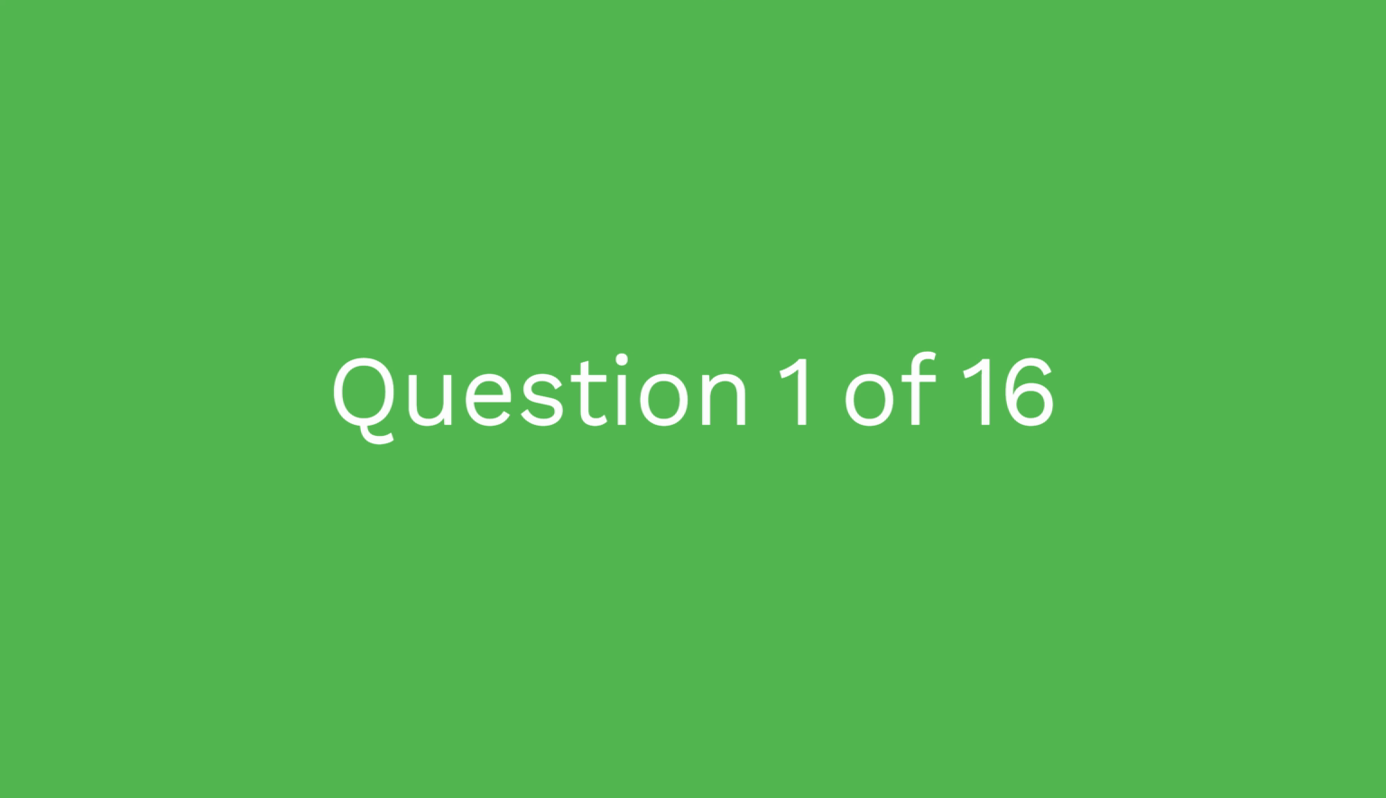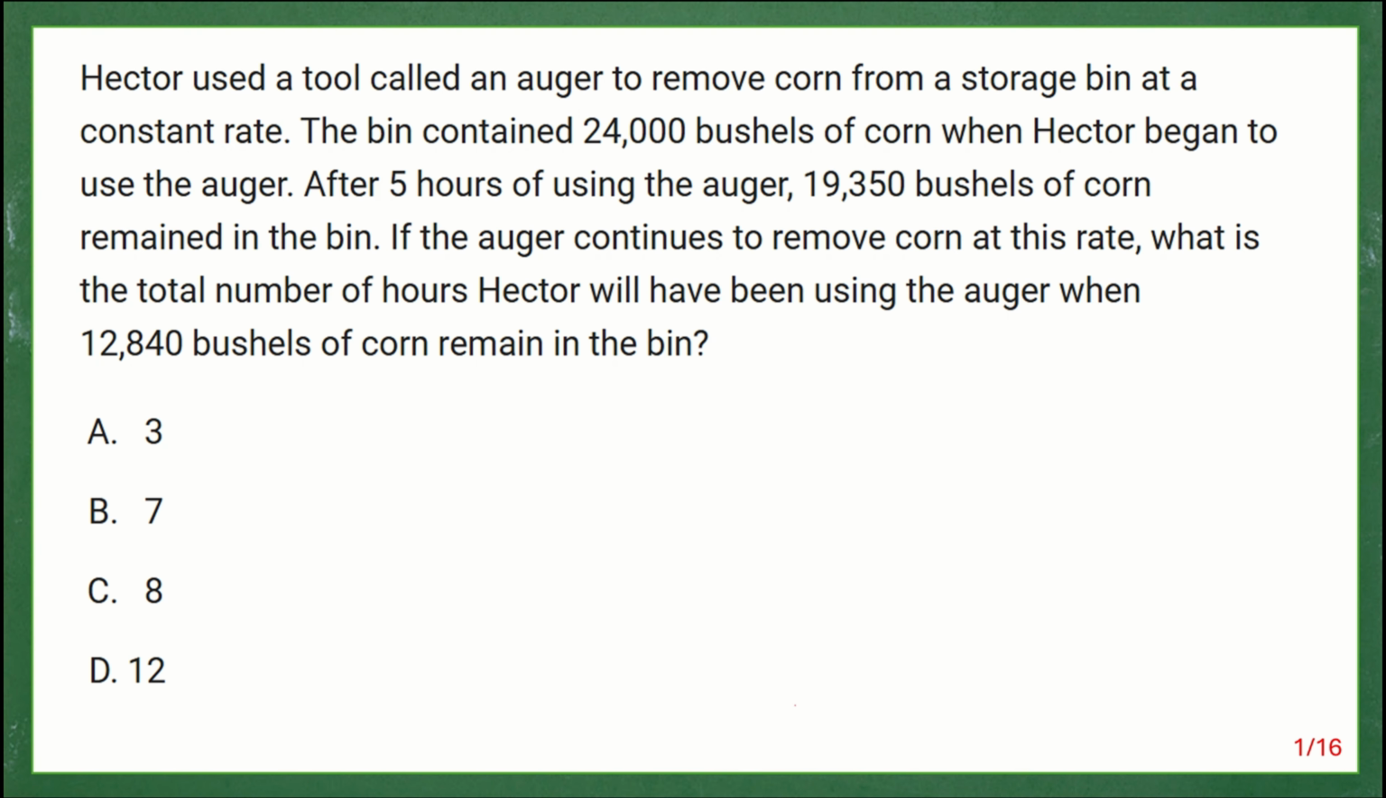Started. Now, for question number one, we are given that Hector used a tool, an auger, to remove corn from a storage bin at a constant rate. The bin contained 24,000 bushels of corn when Hector began to use the auger, and after 5 hours of using the tool, 19,350 bushels of corn remain in the bin. So these are the ones that are left in the bin.